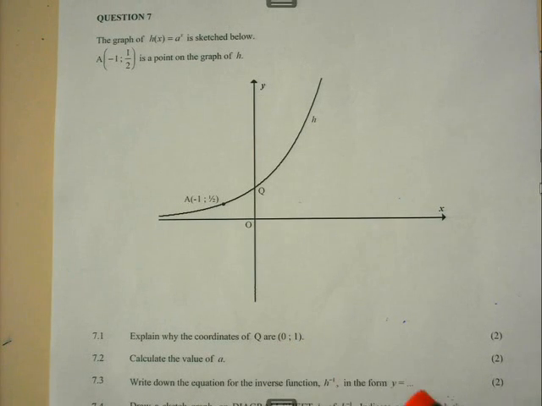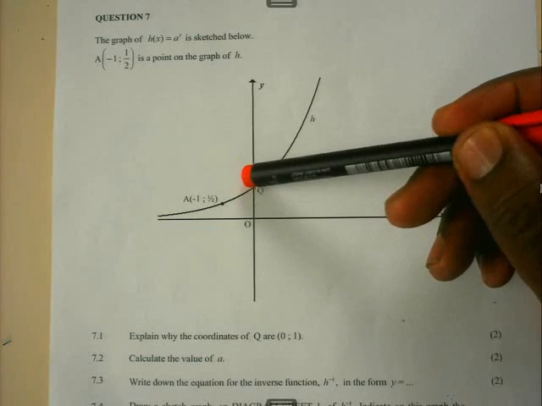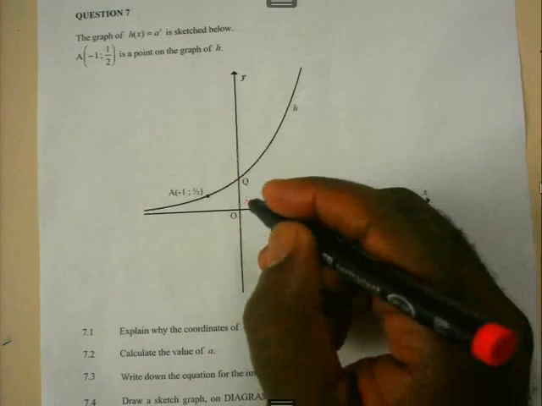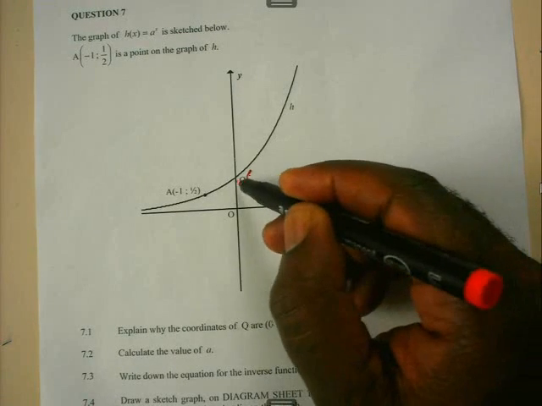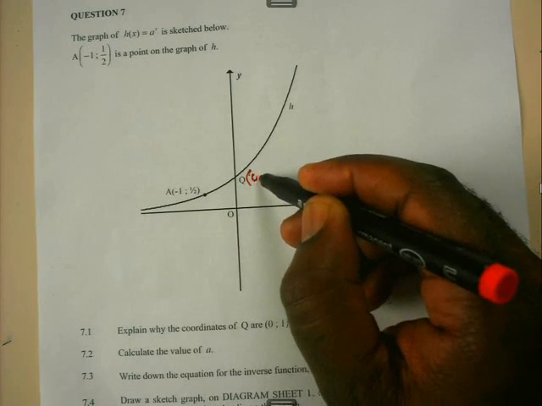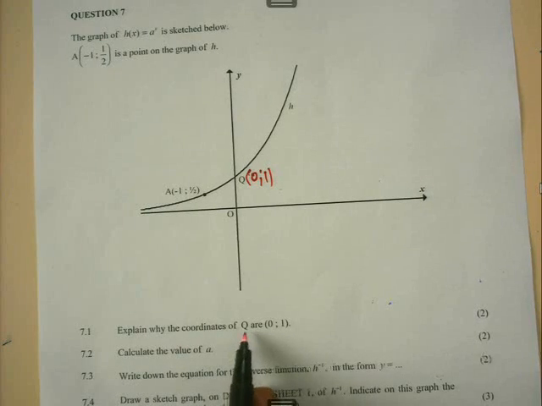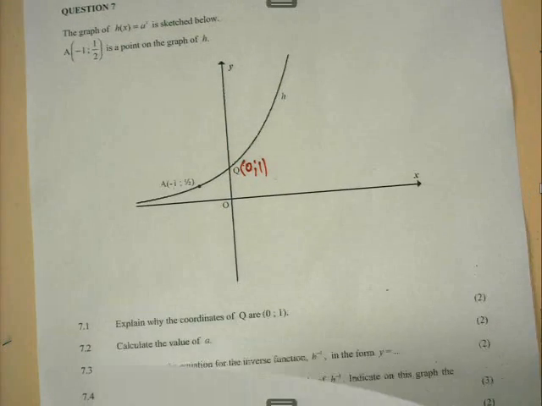Let's check where point Q is. Point Q becomes the y-intercept of our graph. So it means we already have the coordinates of this point, according to this statement, but you must explain why the coordinates of point Q are 0 and 1. Now, let's check on what we can do in answering 7.1.